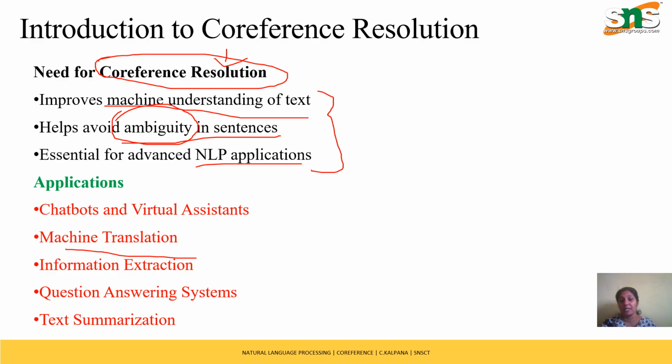As I told you, chatbots and virtual personal assistants use these things. For information extraction, we give two or three pages of text. If it contains any pronouns, it has to refer to the proper noun and give the gist of it. Then there are question answering systems and text summarization. Information extraction and text summarization are related; it has to give a concise form of long text. Okay, thank you.